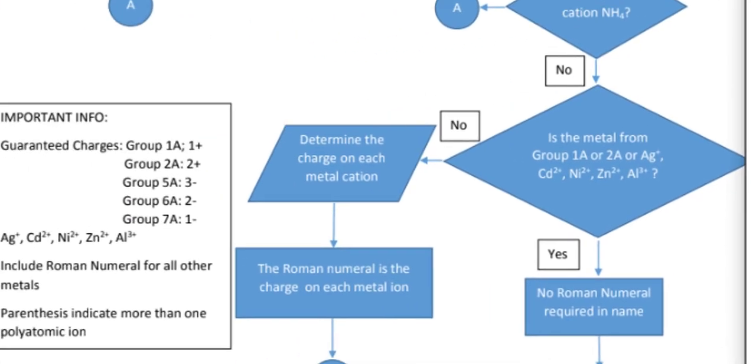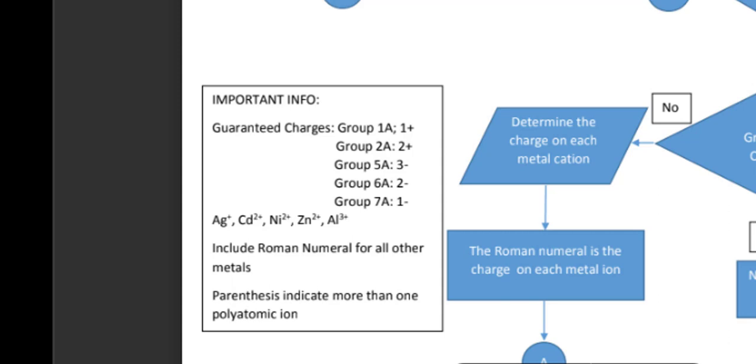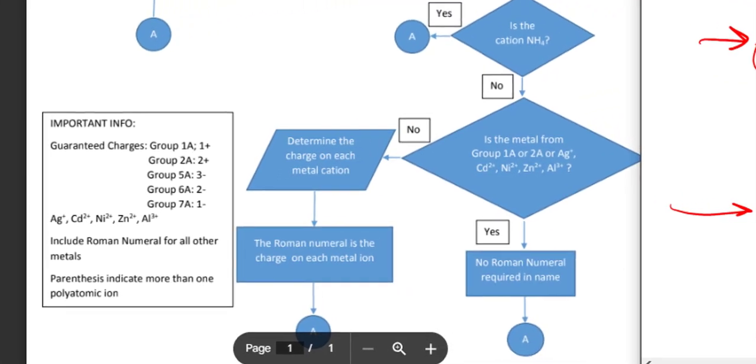And by the way, over here I kind of summarize some of the things. You know, like group 1A and 2A are +1, +2, guaranteed. As far as the metals go, here is the list of 5 metals that are guaranteed charges. So if your metal cation is not, just like what the question here asks, if it's not in group 1A or 2A, one of these 5, you need a Roman numeral.